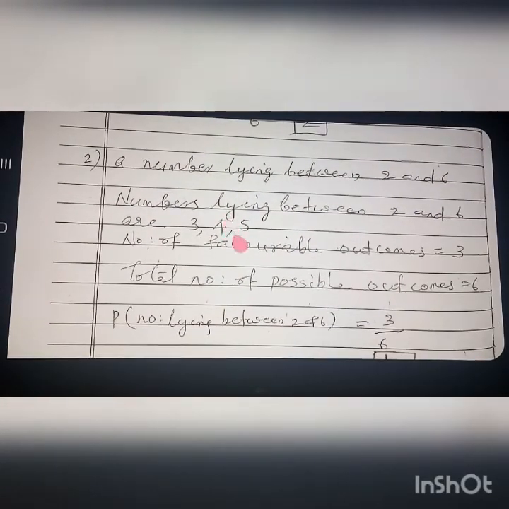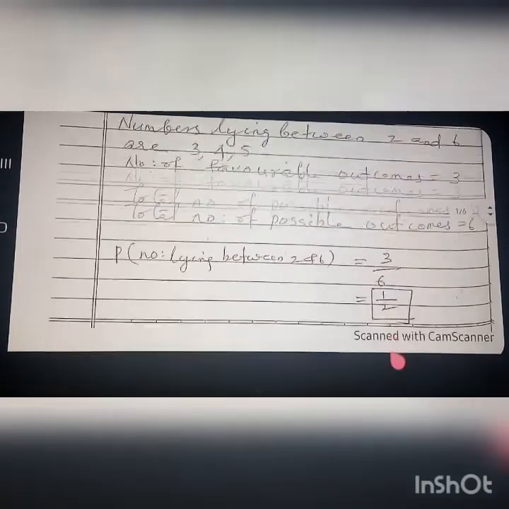Probability, all the sums are very simple only. 1 or 2 sums only have some complications. Okay. Next question. A number lying between 2 and 6. So, you find out which numbers lie between 2 and 6: 3, 4, 5. So, how many favorable outcomes are there? 3. And total number of possible outcomes, how many? 6. Therefore, what is the probability? Number of favorable outcomes divided by total number of outcomes of the experiment. That means 3 by 6 is equal to 1 by 2.